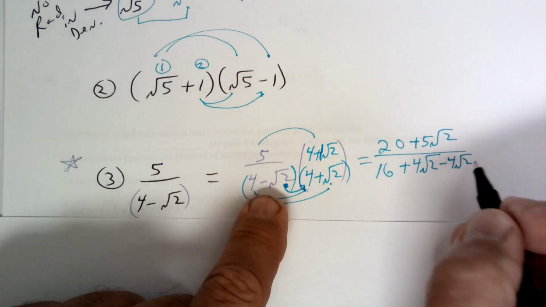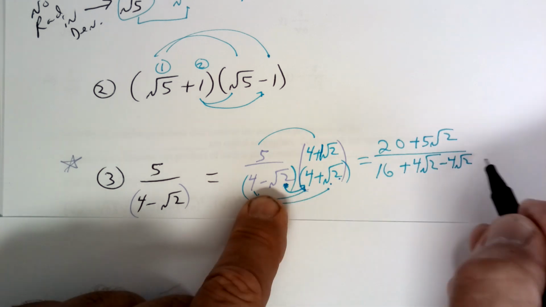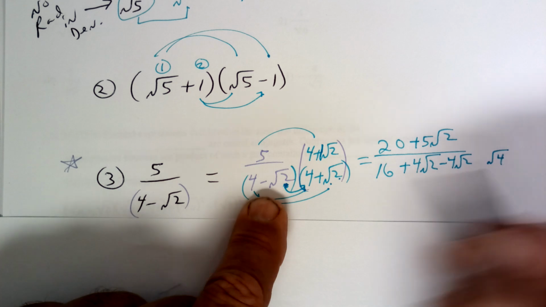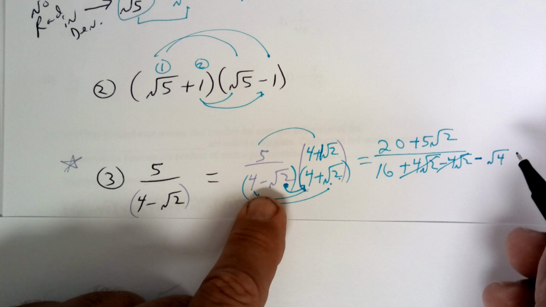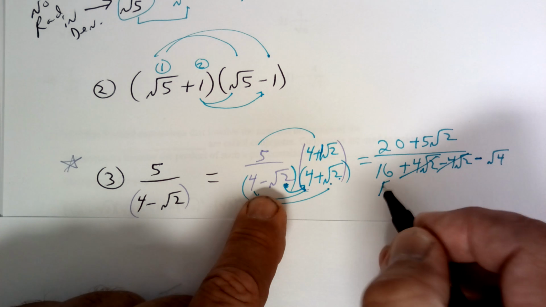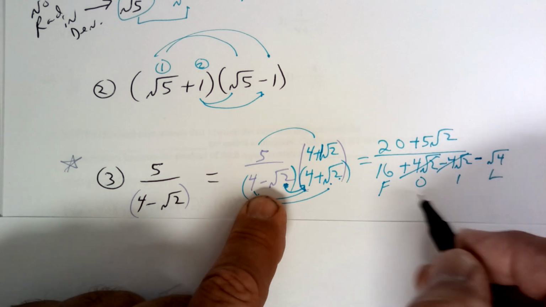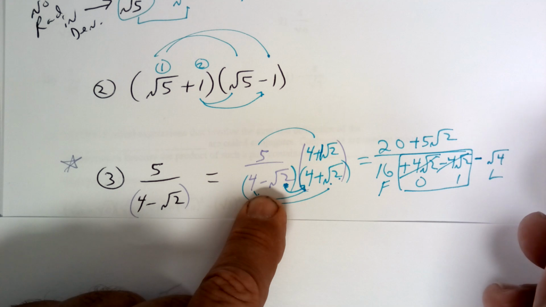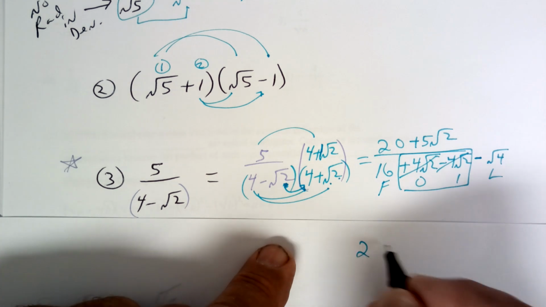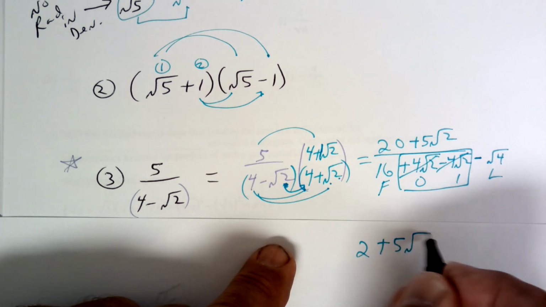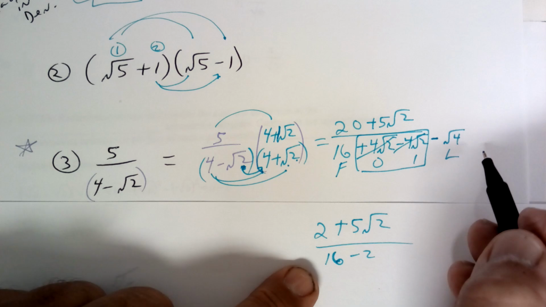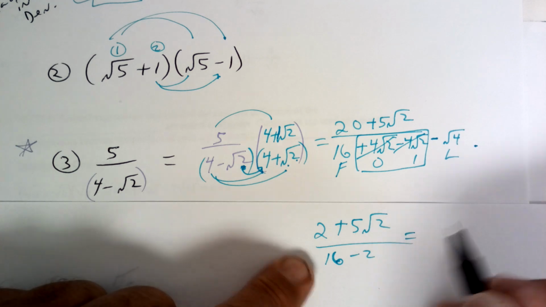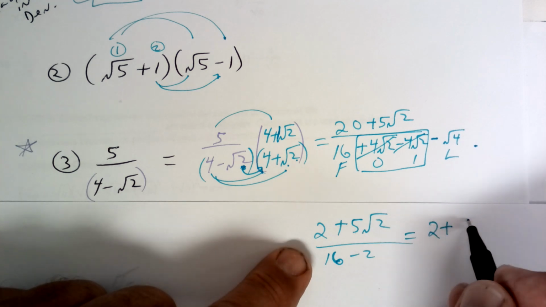And then the square root of 2 times the square root of 2 is the square root of 4. But a negative times a positive is a negative. These two cancel. Okay? This is your FOIL. First, outer, inner, last. And these two should cancel. So what I end up with is 20 plus 5 square root of 2 over 16 minus 2. And the reason why it's minus 2 is because the square root of 4 is 2. So on your test, or on your worksheet today, you're going to write it like this.